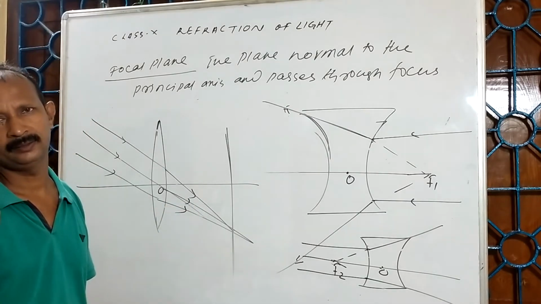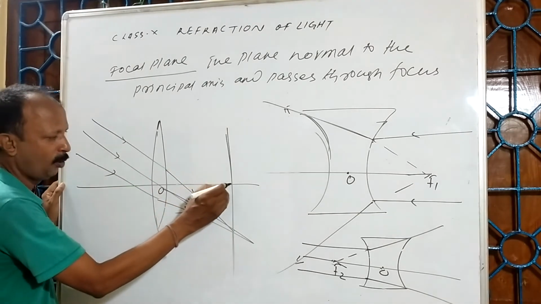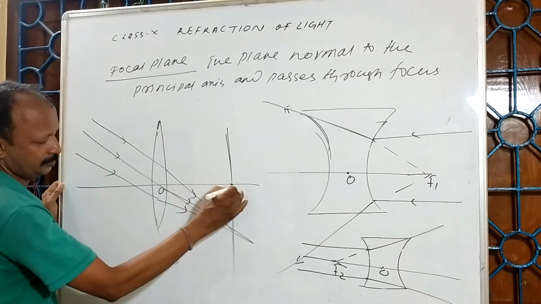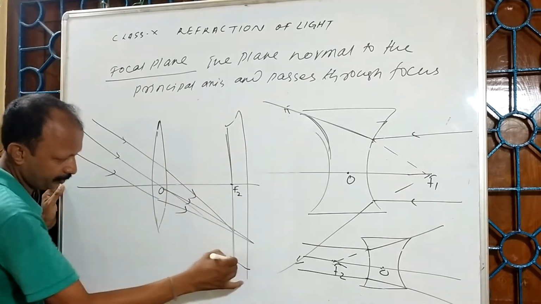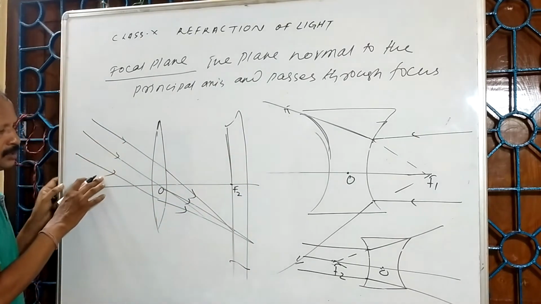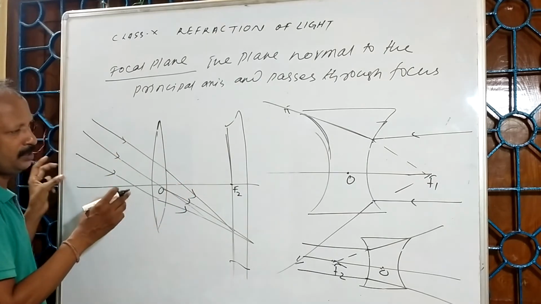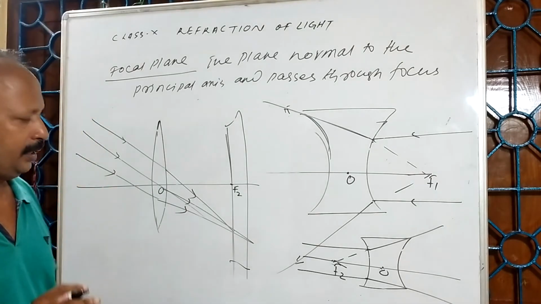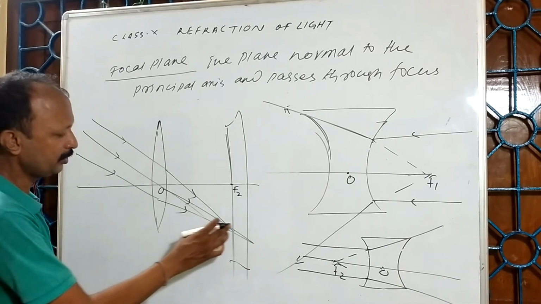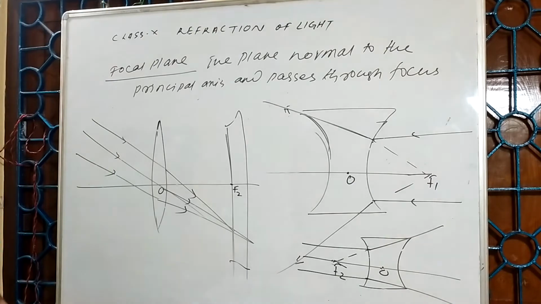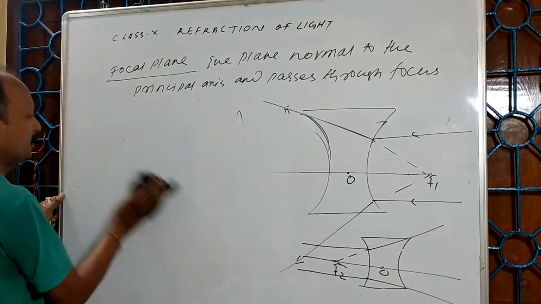focal plane. Those that come parallel to the principal axis will meet at the focus. This is the focus, I said this is F2. This is the focal plane. Those light rays that come parallel but obliquely to the principal axis will meet at the focal plane. It is a point on the focal plane. This is the case of a biconvex lens. In case of the biconcave lens also similar things happen.